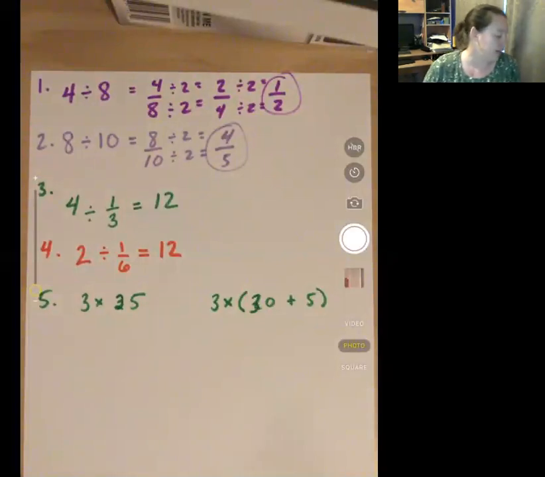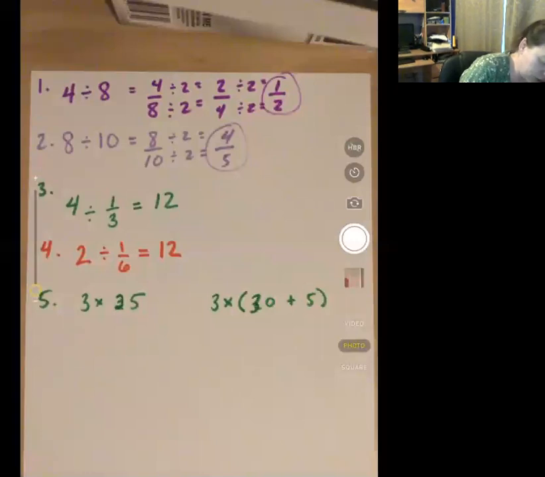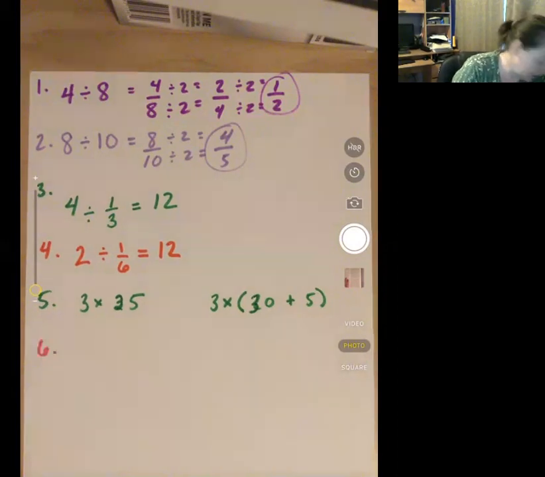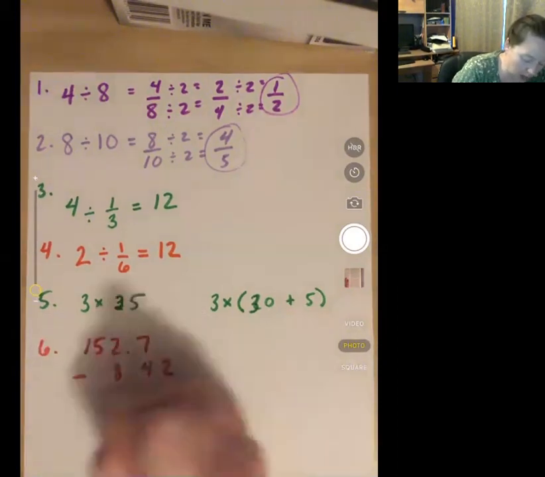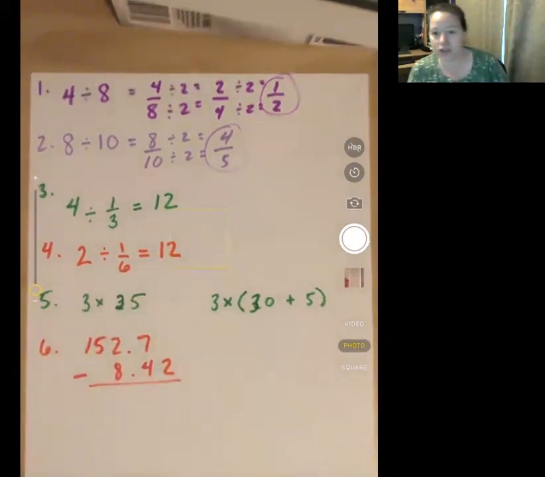Louisa is 152 and 7/10 centimeters tall. Her younger sister is 8 and 42 hundredths centimeters shorter than she is. How tall is Louisa's younger sister? Okay, so I have 152 and 7/10 centimeters tall. Then I'm going to subtract 8 and 42 hundredths centimeters.